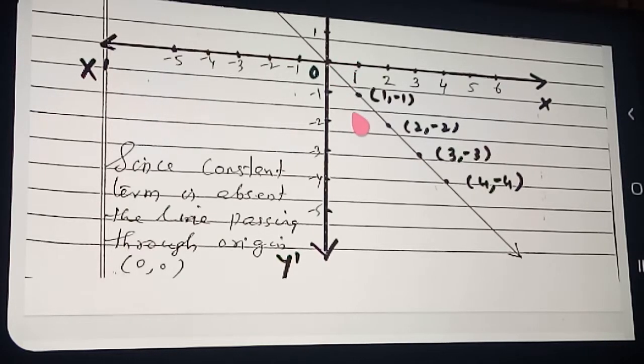So 2 points I explain now. The graph of ax plus by plus c equal to 0 is a line which intersects the x-axis and y-axis both. And the next one is the graph of x plus y equal to 0. That means the constant term is absent. The graph of that equation will pass through the origin. Clear?